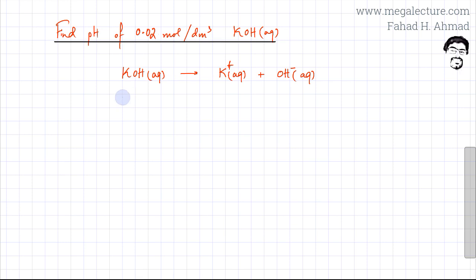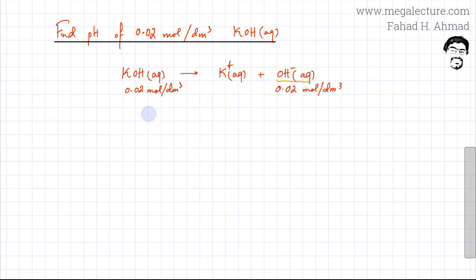So if KOH has a concentration of 0.02 mole per decimeter cube, then according to the ratio, if 1 KOH dissociates, it produces 1 OH- ion. So the ratio is 1:1. So the amount of OH- ions in the solution would also be 0.02 mole per decimeter cube. Now, in this question, I have the concentration of OH- ions. I don't have the concentration of H+ ions.